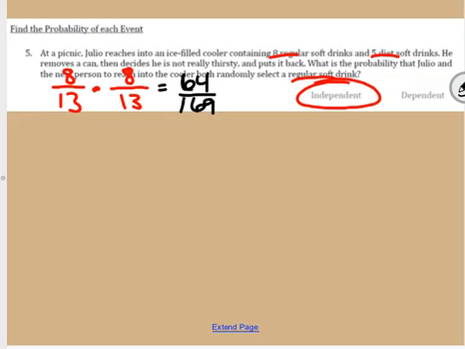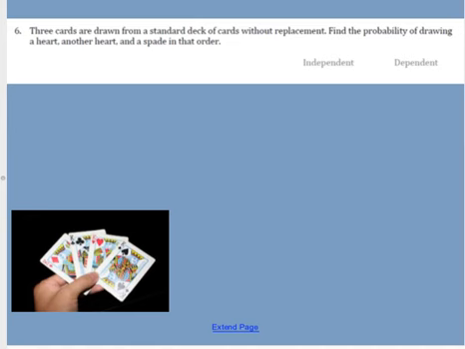And sorry, I didn't grab my calculator here. 64 divided by 169. And you get 0.379. Right? So because that key word in there is puts it back. Because he puts it back, it didn't change what the probability of the second person grabbing a regular soda. So that's why it's independent.